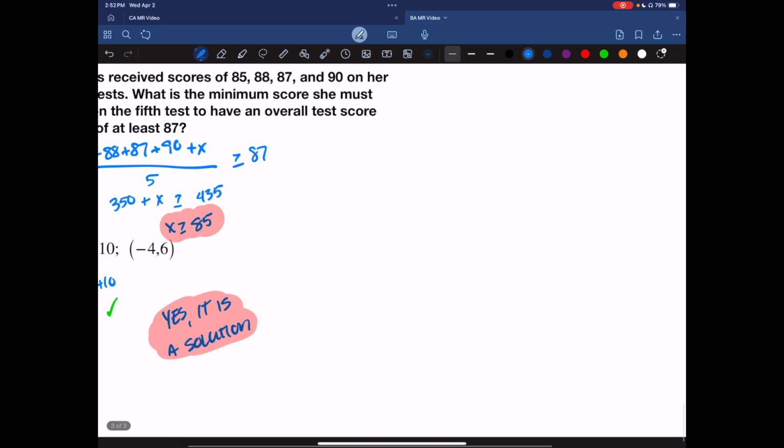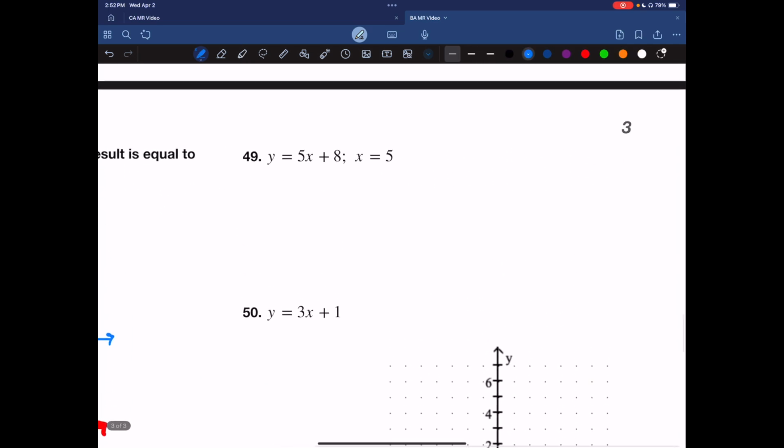49. Here is slightly different. It's similar, but I don't have an x and a y, I just have an x. So I'm plugging this in, I'm just going to figure out what it's going to give me. All right, so that's going to be 25 plus 8, which is 33. So that's what y is, and then I write my answer xy, so this is going to be 5 comma 33, and that's my solution to this.